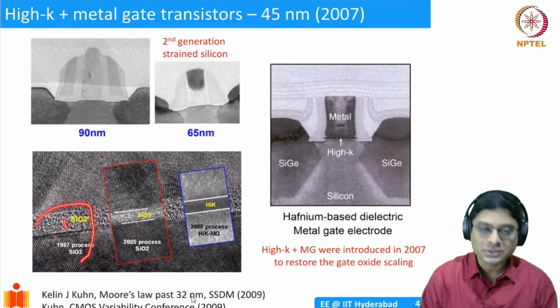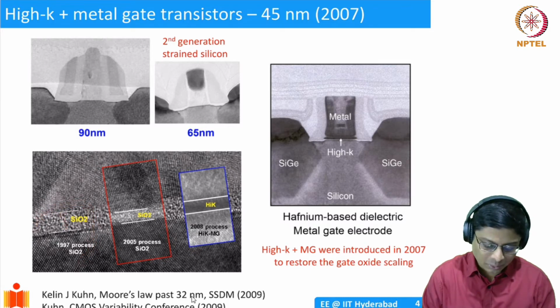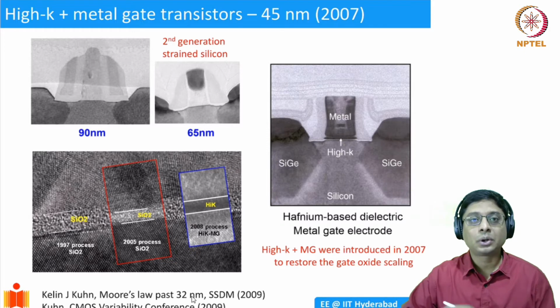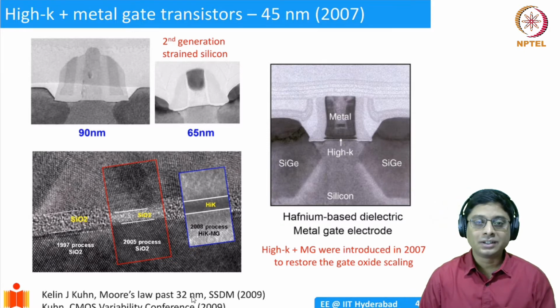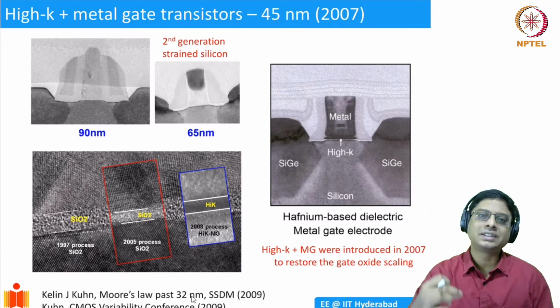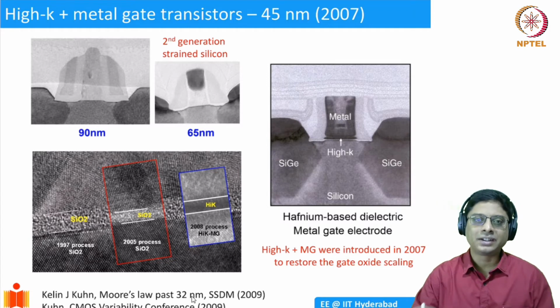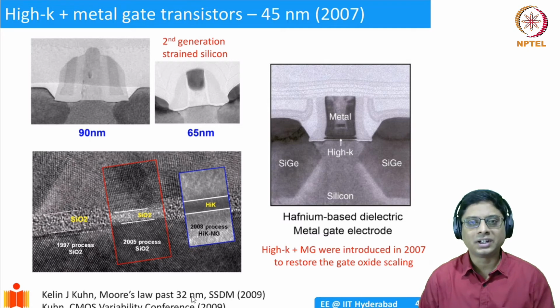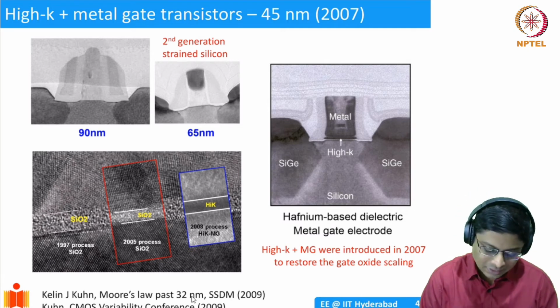The oxide was substantially thick, but by the time we came to 2005, it was like 0.8 nanometers. And because of that, there was a lot of quantum tunneling happening, which was increasing the leakage current, and that became impossible to live with. Okay. Then, of course, people knew that if you introduce high K dielectrics, we can increase the physical thickness of the oxide and thereby reduce the tunneling current. And finally, this was introduced in 2007 when Intel introduced this high K metal gate.